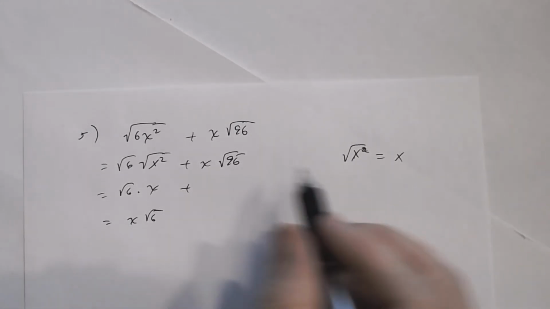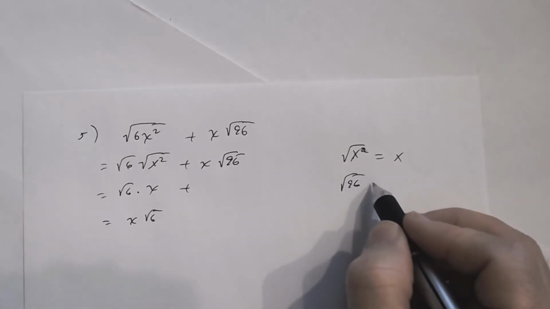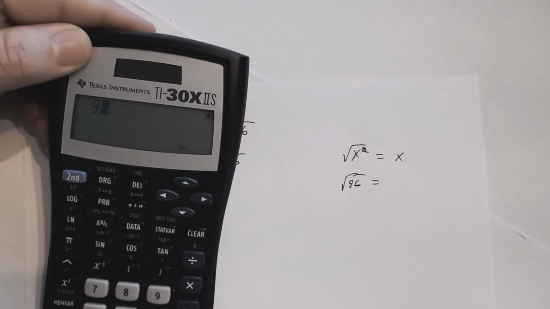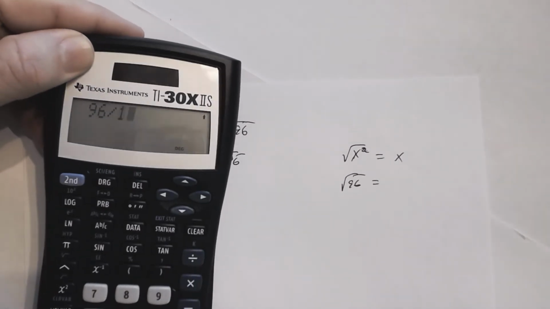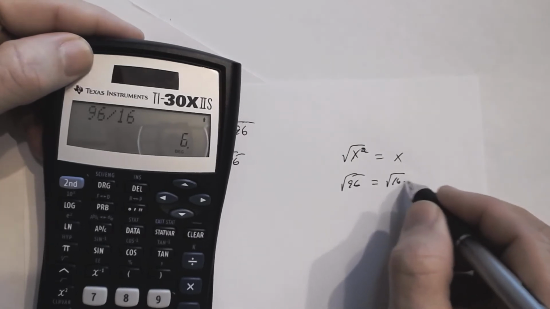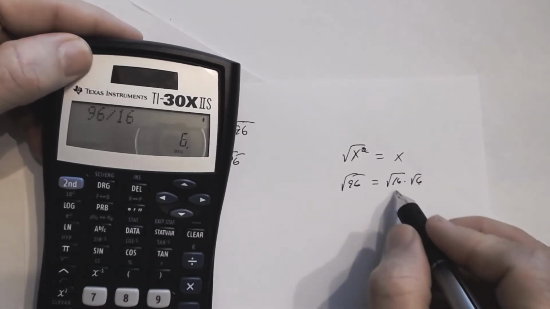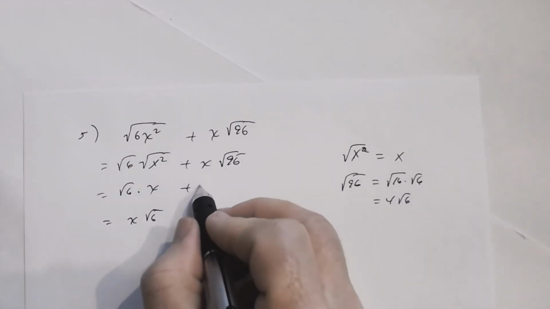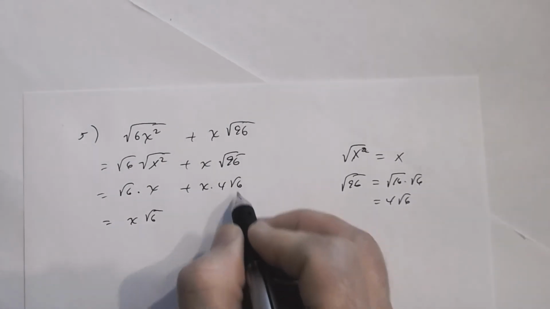Plus, okay, let's talk about the square root of 96. So what's the largest perfect square that goes into 96? Let's just try 16, see what happens. 96 divided by 16. Okay, so 16 is it. So that'll be the square root of 16 times the square root of 6, right? And so the square root of 16 is 4, so you get 4 square root of 6. So this will be x times 4 square root of 6.